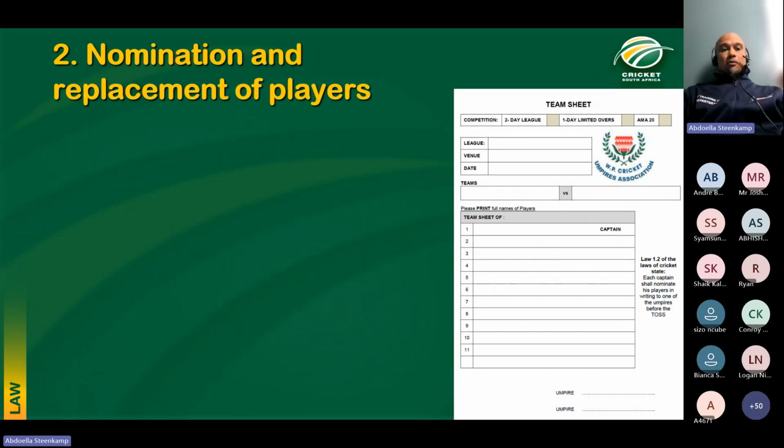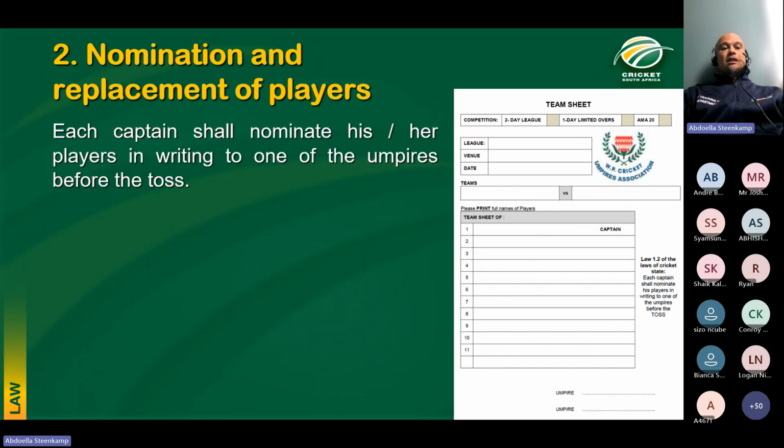When it comes to the nomination and the replacement of players, firstly, the nomination of players: each captain must nominate his or her players in writing to one of the umpires before the toss. On the right-hand side, you'll see an example of a team sheet that we use here locally in Cape Town, where the captains need to complete the sheet and bring it with them to the toss.